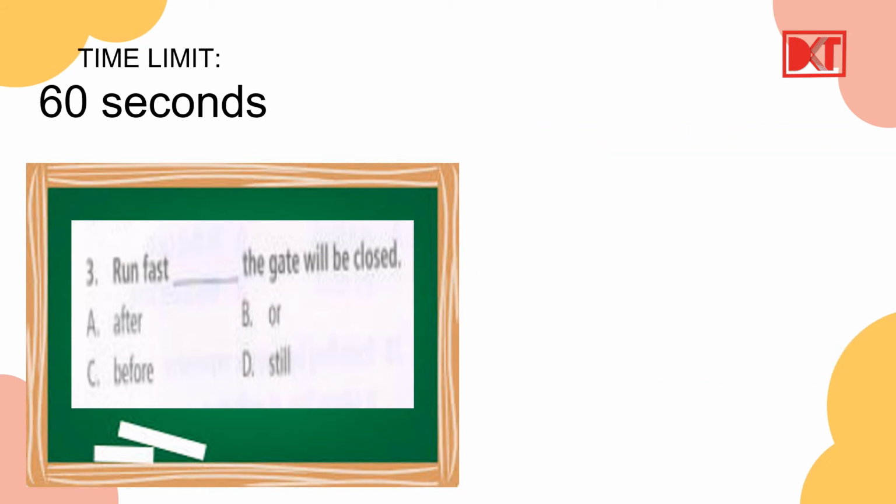Run fast dash the gate will be closed. A. After the gate will be closed, B. Or the gate will be closed, C. Before the gate will be closed, or D. Still the gate will be closed. Now here the correct answer is B. Or the gate will be closed. Alright, why or? Because it is providing some sort of a choice to us, that either you should run fast or you won't be able to get in because the gate will be closed. Alright.